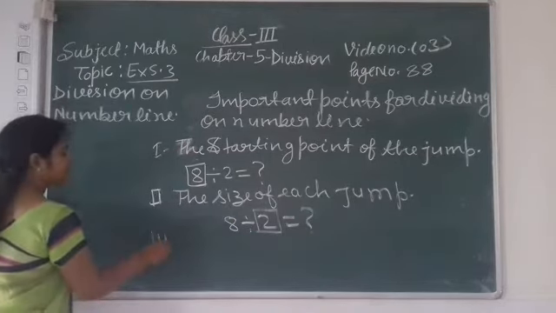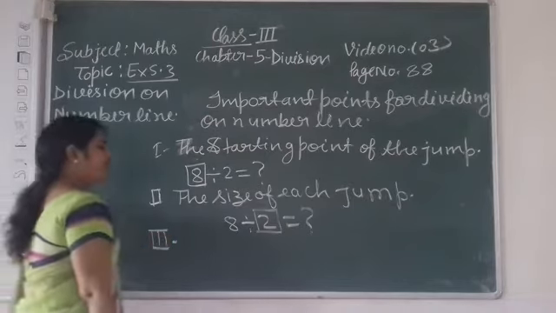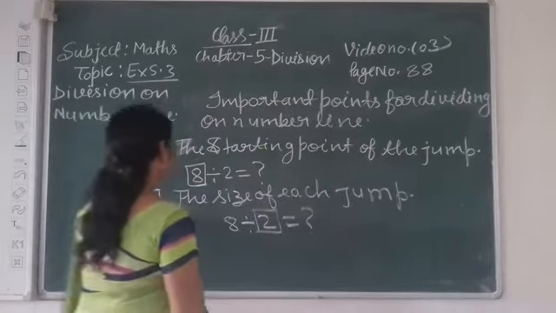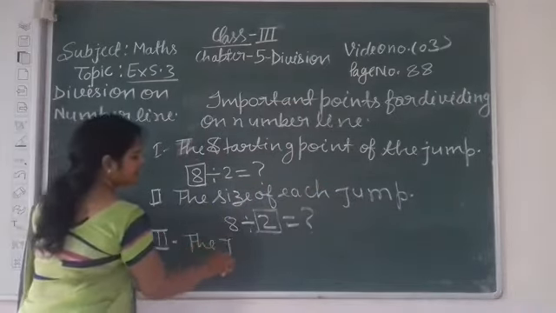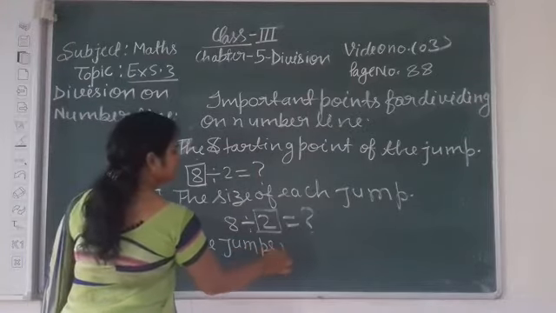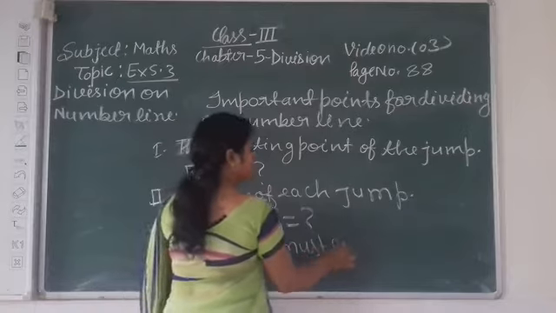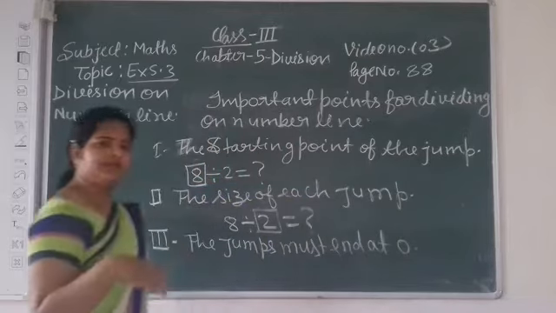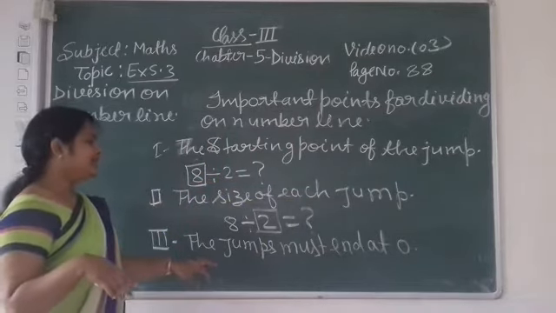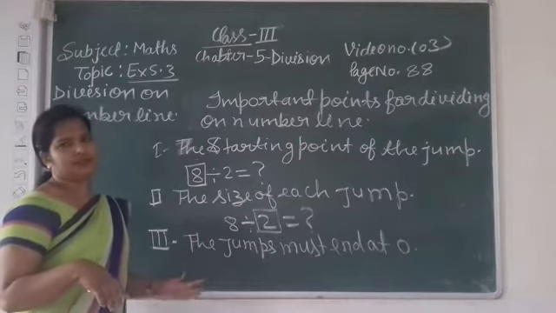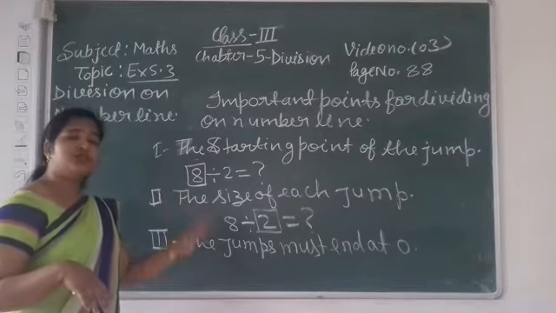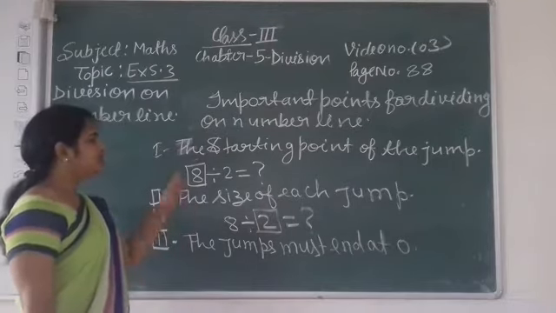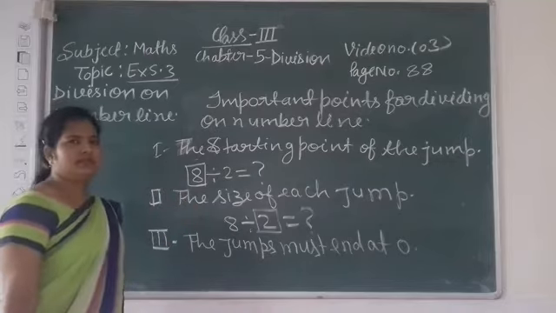And the third point is the jumps must end at 0. Means when you are jumping on the number line and you are dividing, then your jump must end at 0. If you end your jump before 0, you will get the incorrect answer. So these 3 points you should keep in mind for dividing on number line.